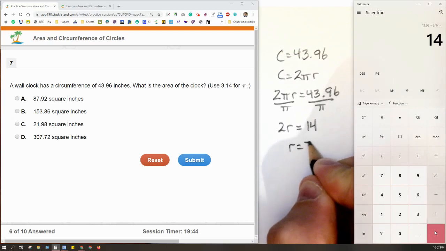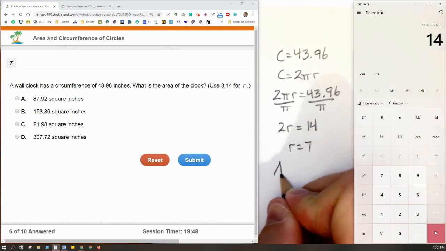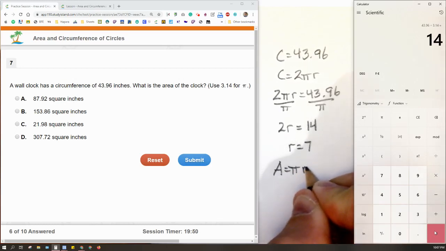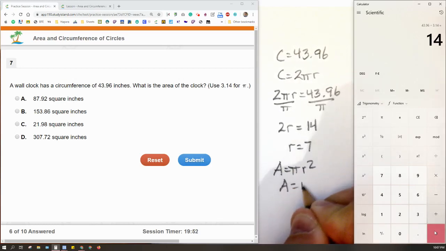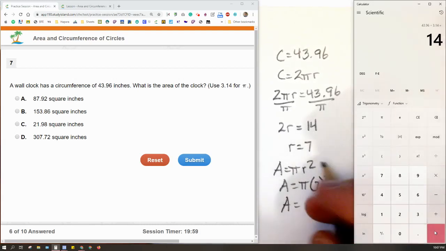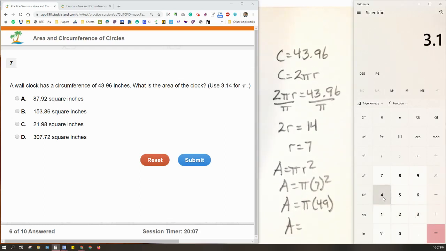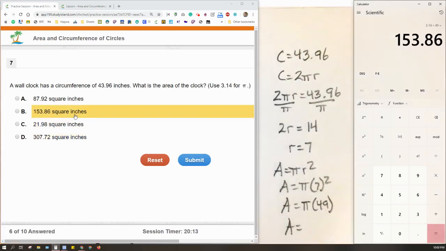The radius equals 7. If the radius is equal to 7, well, let's not forget that the area is equal to pi times the radius squared. So area equals pi times 7 squared. You should know that 7 times 7 is 49. So 7 squared is 49. We get pi times 49. So the area equals 3.14 times 49. 3.14, that's pi, times 49 equals 153.86. And there it is right there.